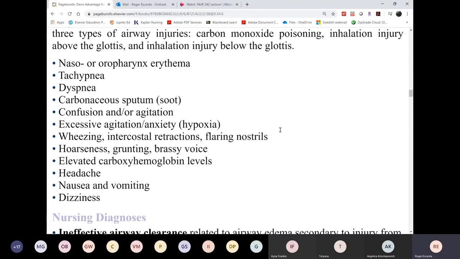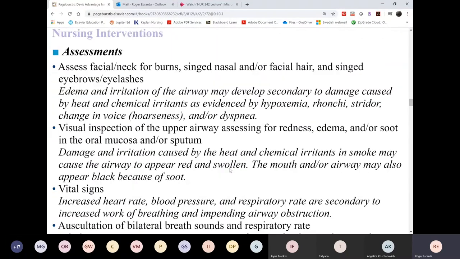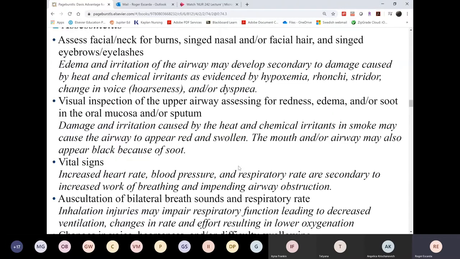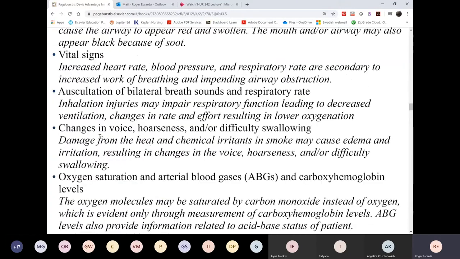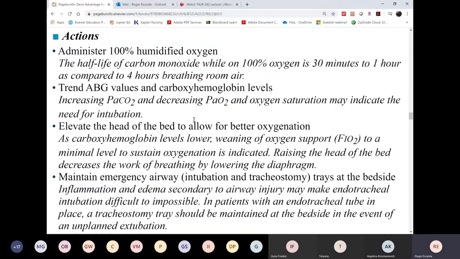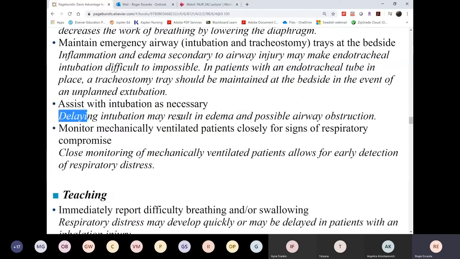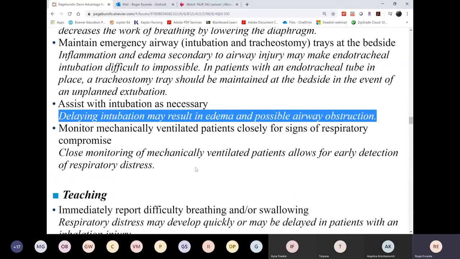So, summary for your inhalation injury: these are your signs and symptoms indicating the patient sustained inhalation injury, including smoke inhalation, which is carbon monoxide. And here are your interventions. Again, monitor lung sounds that indicate the patient may need to be intubated. Again, don't wait too long for intubation. Delaying intubation may result in edema, and then you can't intubate anymore. The laryngoscope just won't go in anymore.